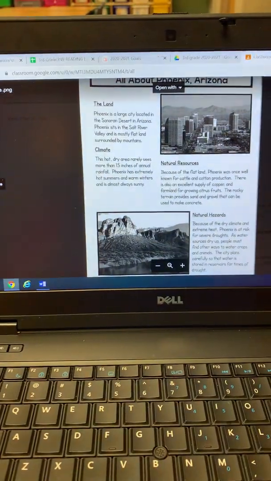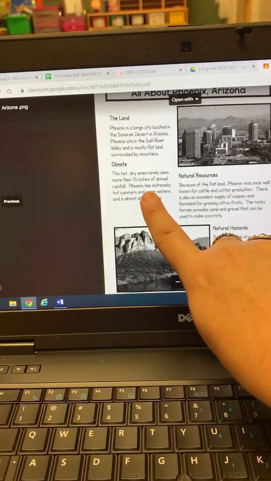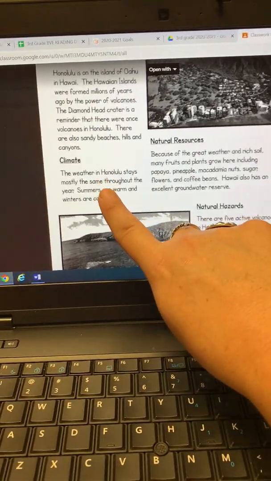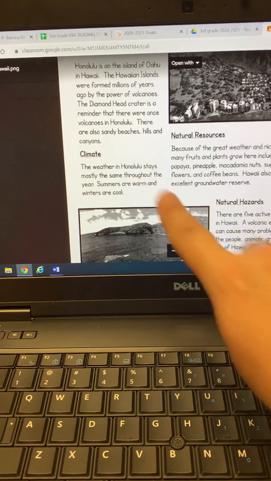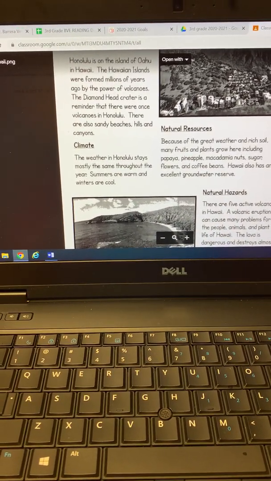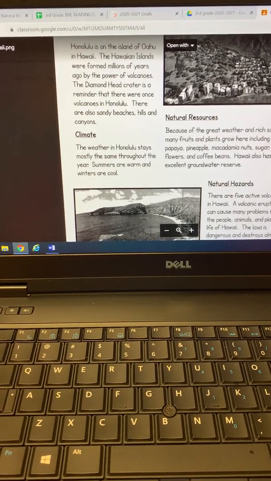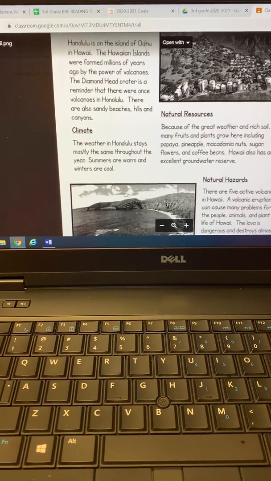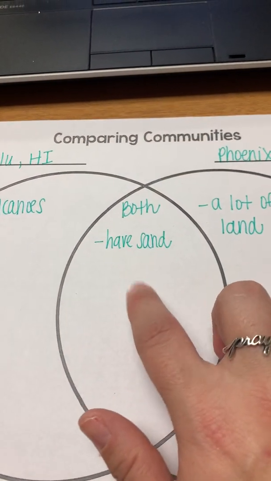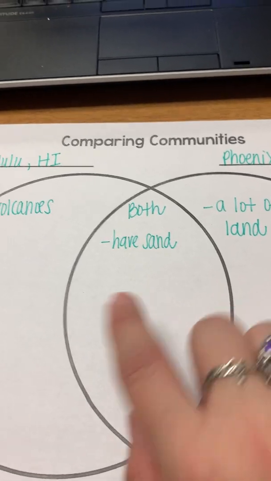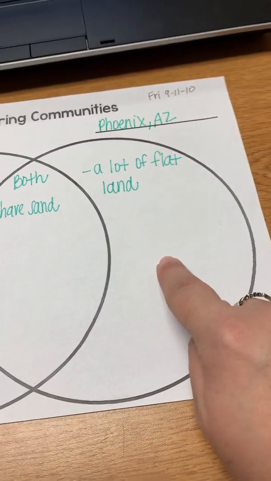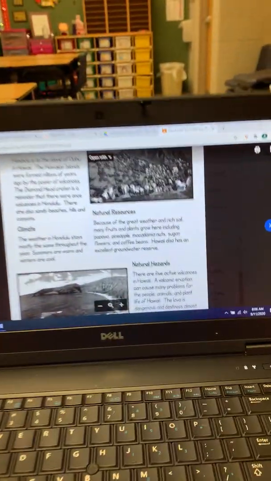If you look at the climate for Phoenix right here, and then you go back to the climate here for Honolulu, you notice there's nothing the same, or maybe there's something the same. I don't know. But if there's nothing the same, don't write anything under here. Maybe their climate cannot have a comparison. Maybe they only have contrast. So write something here and something here. It just depends. But just break it up into bits.